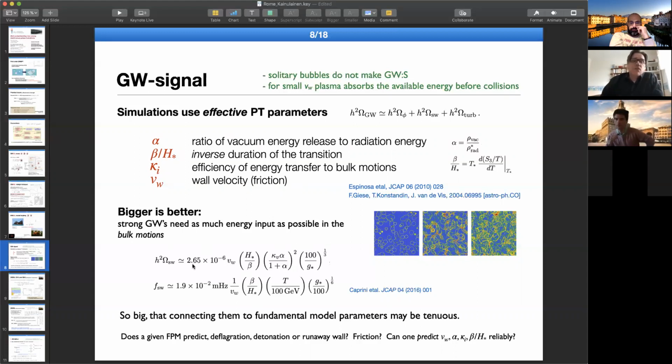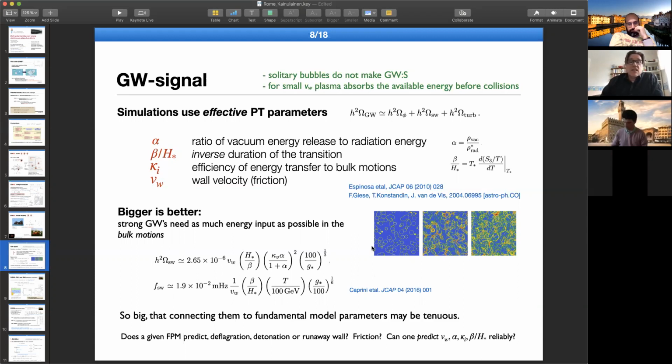There exist lots of these fits, for example, for the gravitational wave energy density from the sound waves, which is proportional to these factors. You see that the longer the duration, the better; the larger the ratio, the vacuum energy released, the better; and the more efficiently you put the energy into these bulk motions, the larger the signal you get.